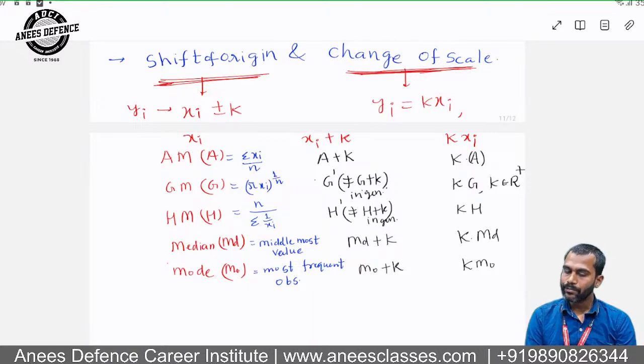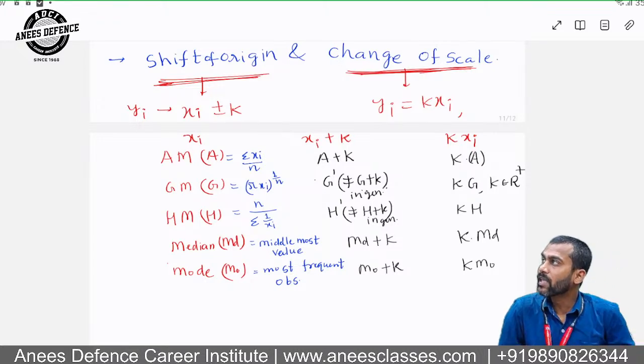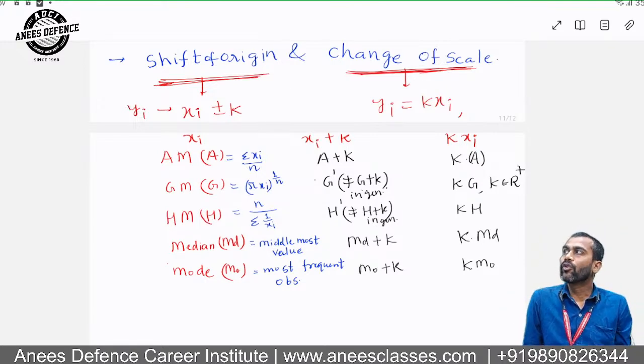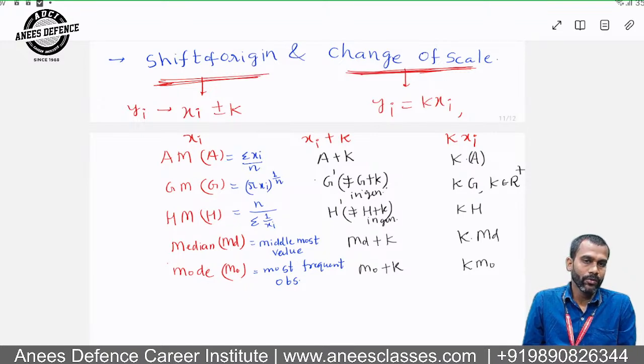Similarly, if you see the second column, shift of origin, except GM and HM, the same changes will be reflected on AM, median, and mode. Yes or no? I hope it is clear. Shall we take one example on this? I mean, very easy.